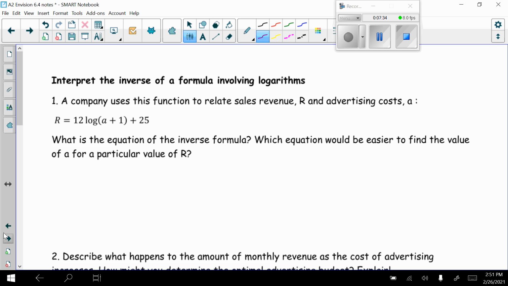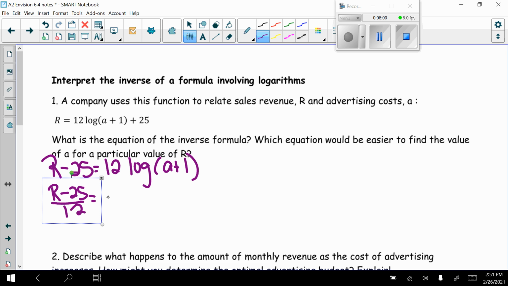So first let's just find the inverse. If we want to find the inverse, we need to get the logarithm by itself. So I'm going to move the 25 over. I'm going to make this say R minus 25 equals 12 log of A plus 1. Now I'm going to divide everything by 12. So I get R minus 25 divided by 12 equals log of A plus 1.